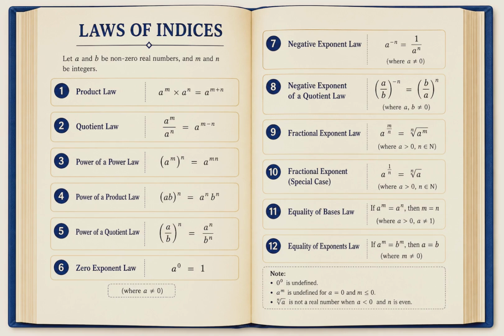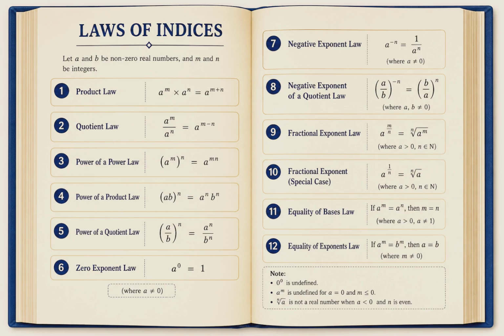Now going to the third law, we have the power of a power law. That is when you have a base raised to a power and the entire thing is now raised to another power. Now we have a raised to power m, everything raised to power n.